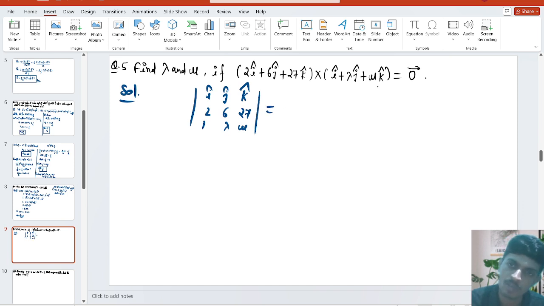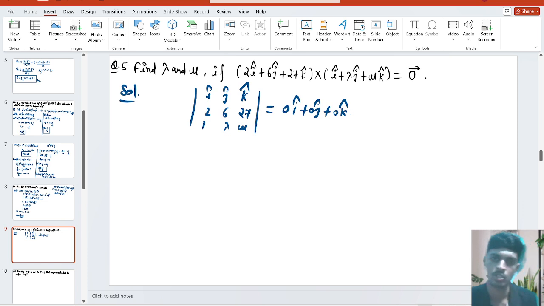Simplifying it, this is equal to vector 0. This vector 0 can be written as 0 i cap, 0 j cap and 0 k cap. Okay, so this is vector 0. So simplifying it, the signs are plus, minus, plus. Simplifying it, this is i cap, removing first row, first column: 6 mu minus 27 into lambda, minus j cap.